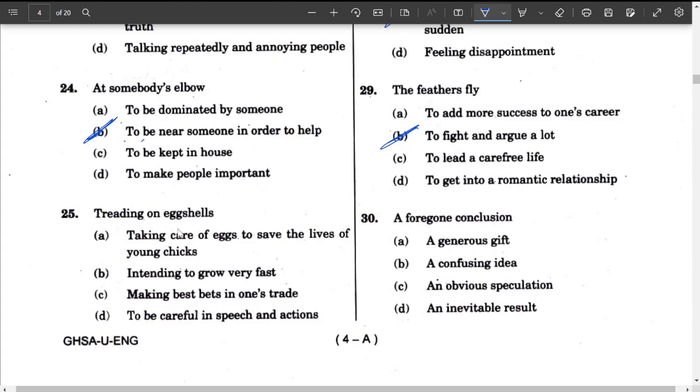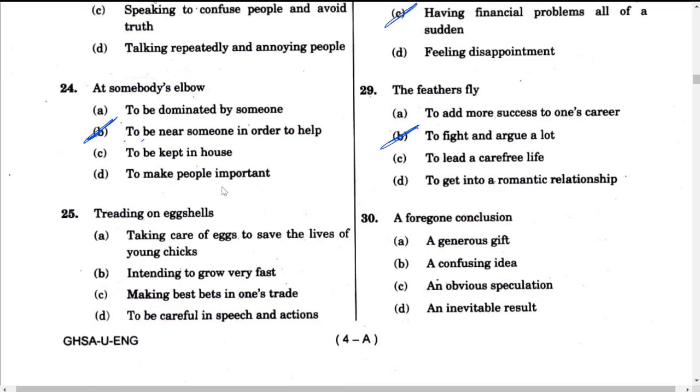Next, treading on eggshells. Treading on eggshells in the sense to be very cautious whenever you are in public, whenever you are speaking to somebody. So taking care of eggs, no. Intending you to grow very fast, no. Making the best bets, no. To be careful in speech and actions. The fourth one can be used.